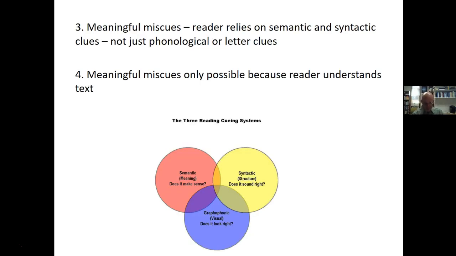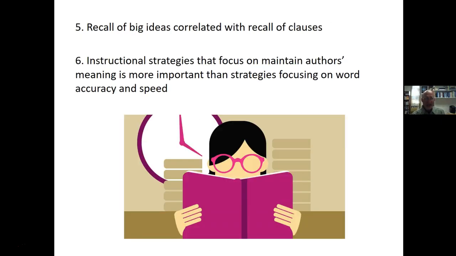Now, for meaningful miscues, the reader has to rely on semantic and syntactic information, not just phonological letter clues, but also develop meaning at a deeper level, at a more essential level, process the text at deeper levels, and it demonstrates some metacognition. Thinking about thinking, does this make sense? Meaningful miscues were possible only because the reader understands the text and is making meaning with the text. It's not possible to make meaningful miscues if meaning is not being created.